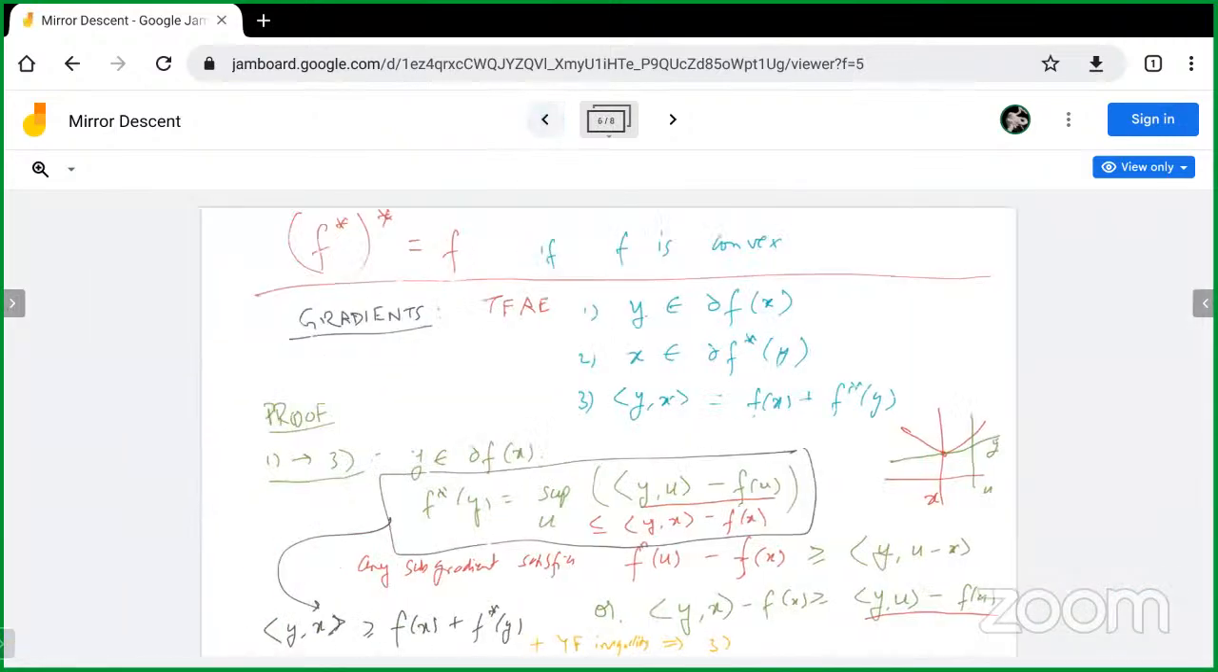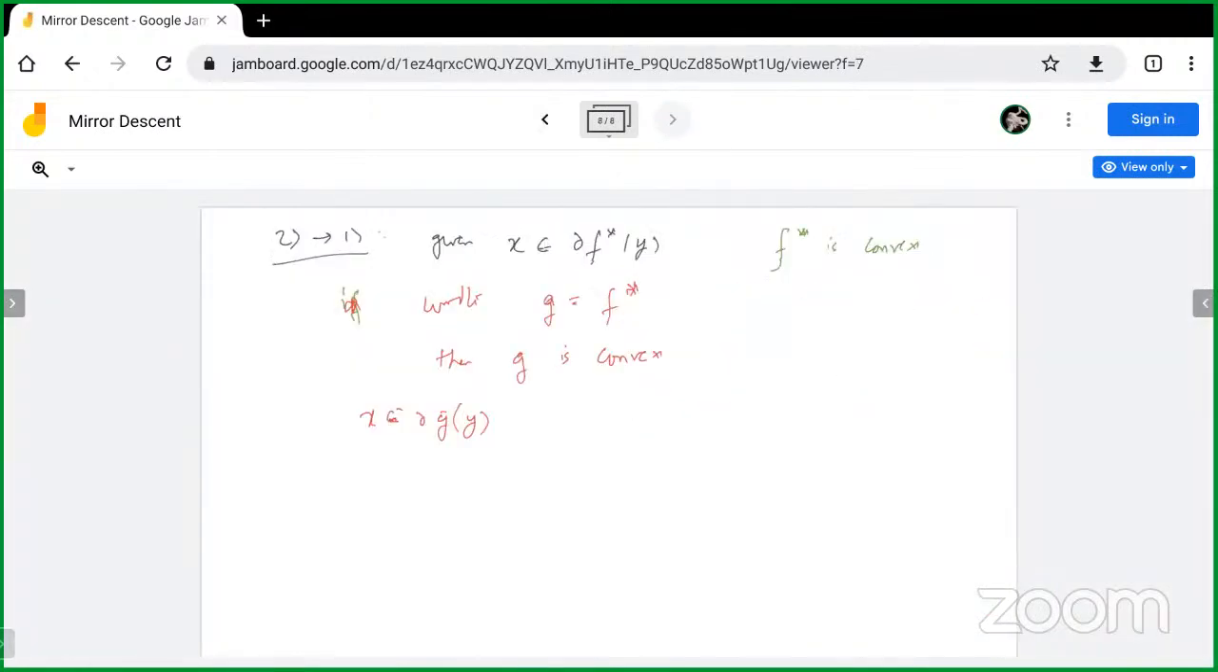So remember, I called 1 implies 3. So now I apply this, but for G instead of F. So now apply 1 implies 3 with G instead of F. Yeah, so what does it give you? So it gives you that G of G star.